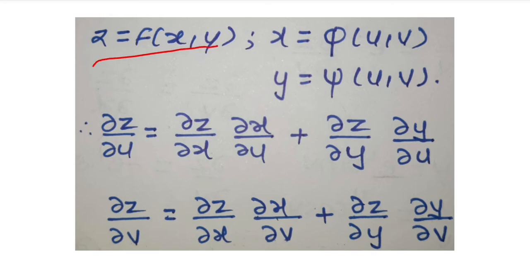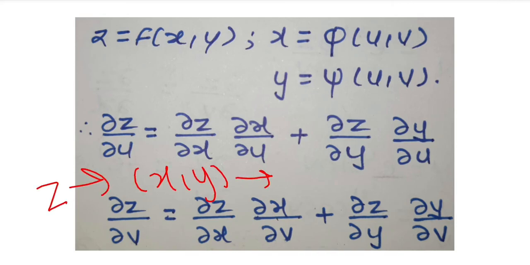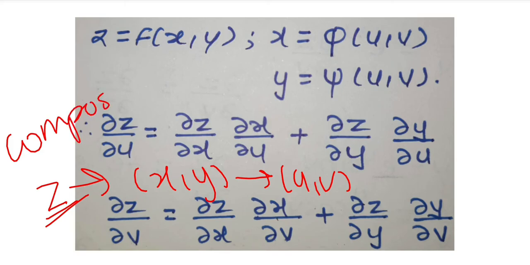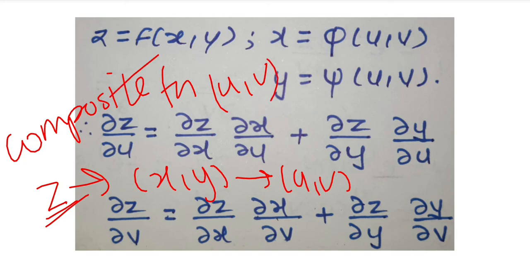If z is a function of x, y, x is a function of u, v, and y is a function of u, v, then z is a function of x, y, and x, y are functions of u, v, that is, z is a composite function of u, v. We came to know this.